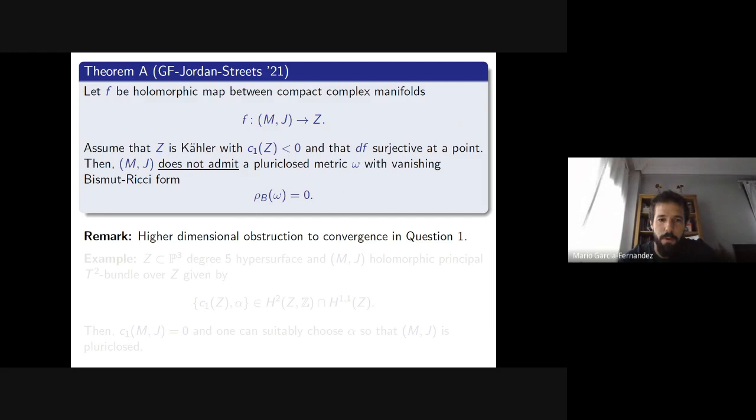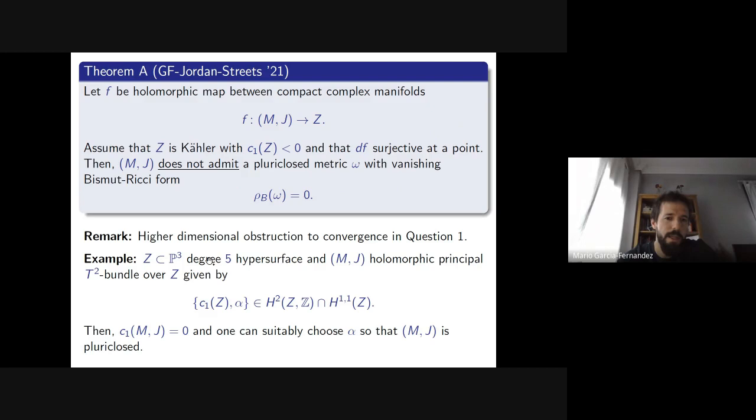So to give you a higher dimensional example, you can take a degree 5 hypersurface Z in P3. And this is a holomorphic principal T2 bundle over Z, given by these choices of Chern classes. So I take one of the Chern classes of the bundle to be the first Chern class of Z, then it happens that the cohomology of the total space of this T2 bundle is the quotient of H2 of Z by the generators, and therefore this manifold has vanishing first Chern class. And then, there are some things one has to check, but one can suitably choose alpha so that the total space admits a pluriclosed metric, and then this M satisfies all the conditions in the theorem.